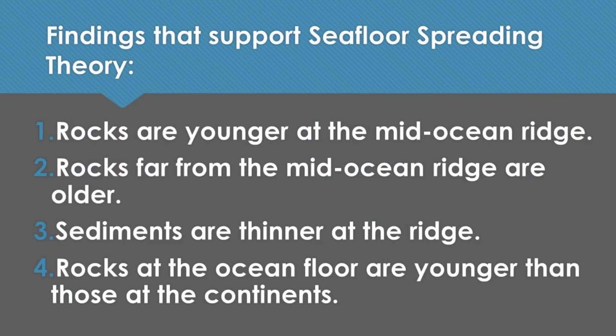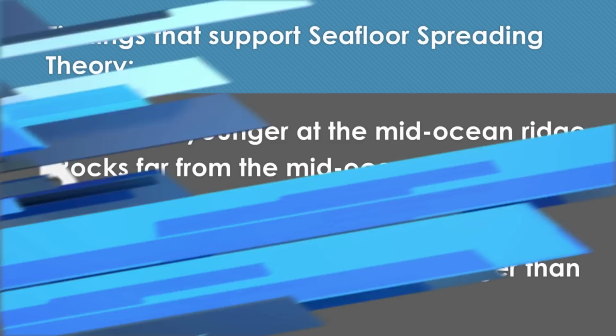1. Rocks are younger at the mid-ocean ridge. 2. Rocks far from the mid-ocean ridge are older. 3. Sediments are thinner at the ridge. And 4. Rocks at the ocean floor are younger than those at the continents.